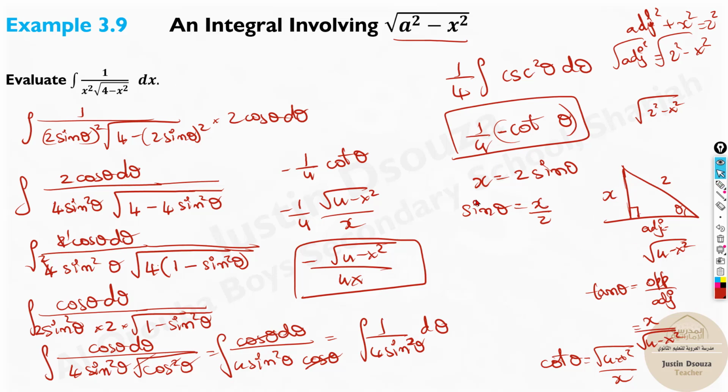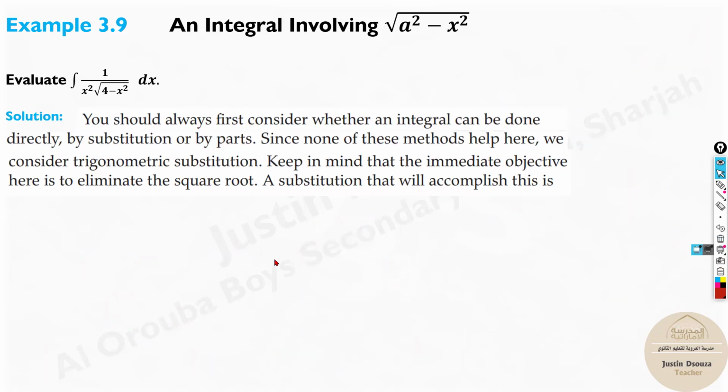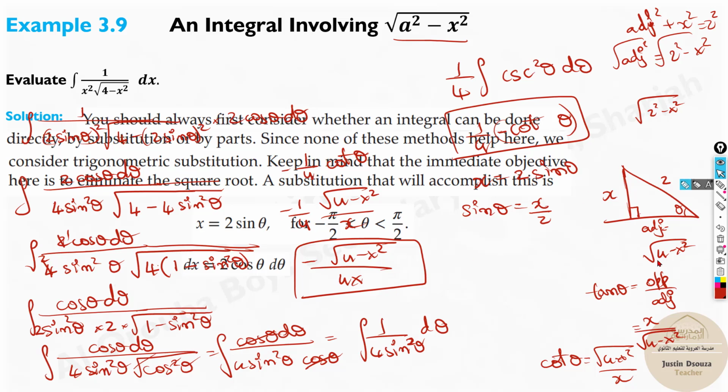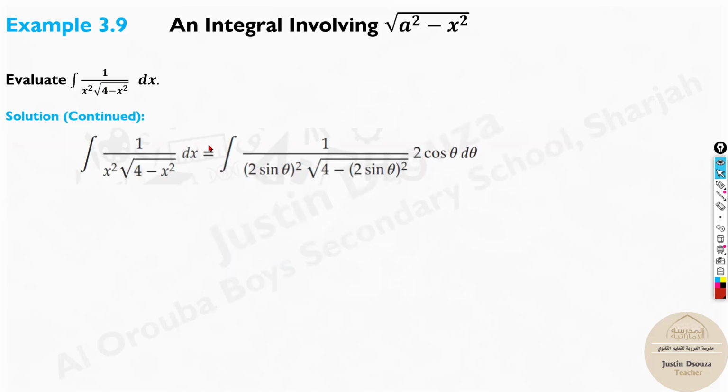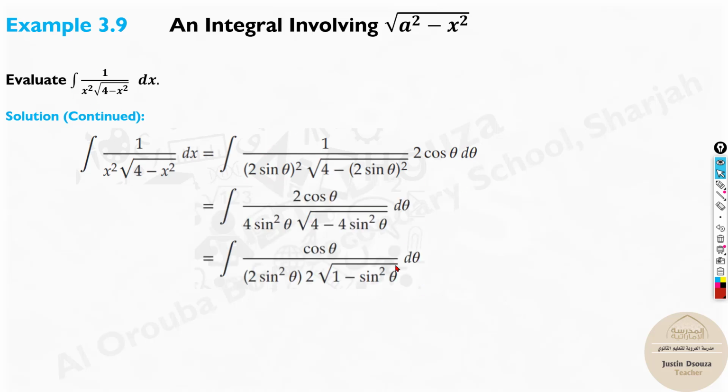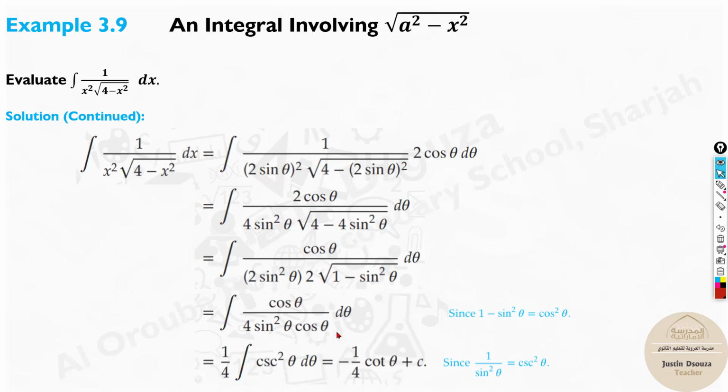And let's check the answer. It was negative 1/4 cot theta, but in terms of x, this is root of 4 minus x squared by 4x and so on. So you can see over here, we take 2 sine theta and we differentiate it. And what did we get when we differentiated? We got 2 cos theta. It's very important. It's positive cos. Don't get confused with integration. And then d theta over here, and we substituted everything back. See, the question became like this. And then we try simplifying, rearranging. Finally, we got this answer, negative 1/4 cot theta plus c.